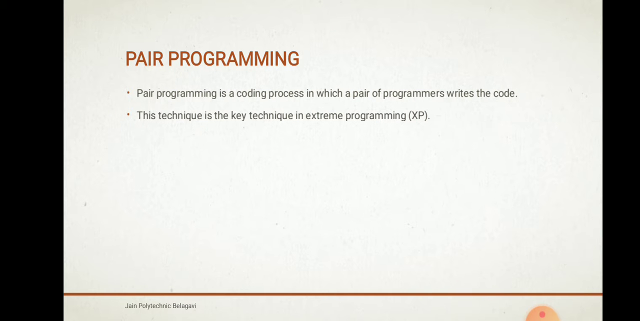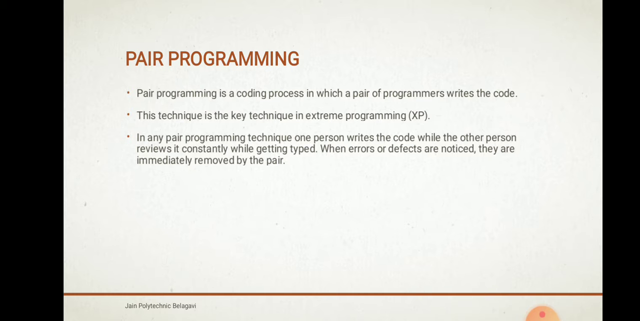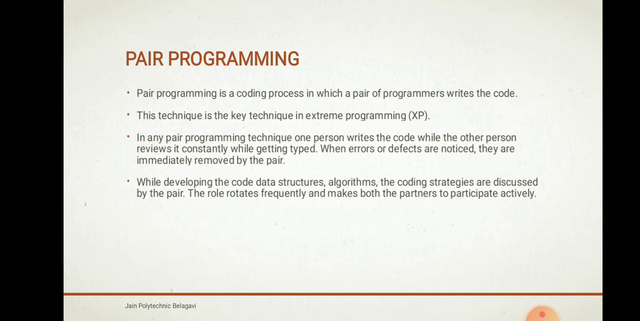Extreme programming means programming is done at a very fast pace. In pair programming, one person will write the code while the other person reviews it constantly while it is getting typed. So what happens? Errors and defects are noticed at the same time, and they are immediately removed by the pair. While developing the code, data structures, algorithms and code strategies are discussed by the pair. Both of them discuss the data structures and algorithms that should be used in the code.